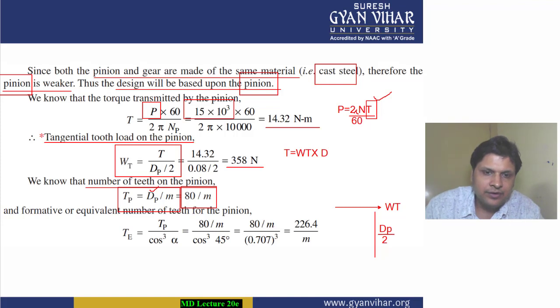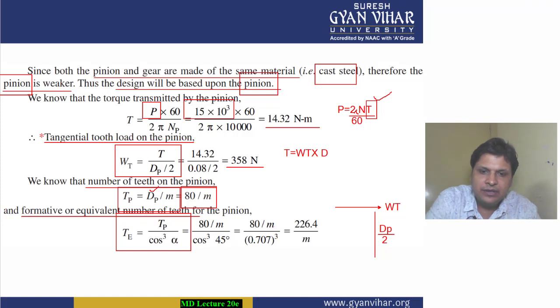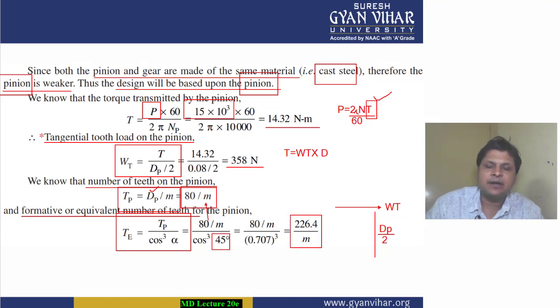Now here, this is a question of helical gears. In helical gears we always have to calculate the equivalent number of teeth, and the formula that is used is Te is equal to Tp upon cos cube alpha. Tp is 80 by m, already calculated in the previous step, and alpha is 45 degree, given in the question.